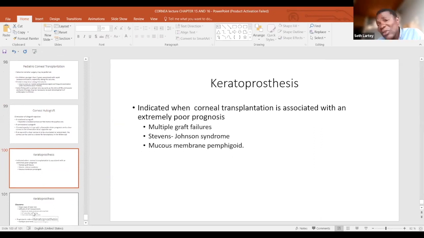But you can save a lot of eyes that have multiple graft failures, Stevens-Johnson syndrome, mucous membrane pemphigoid, as Dr. Amoah mentioned. So don't give up on these patients just yet. I know there are only a few specialized centers, even in the United States, and definitely in most other advanced countries, there are only a few centers that do them. How many centers are doing this in India? I don't know. I guess not a lot.